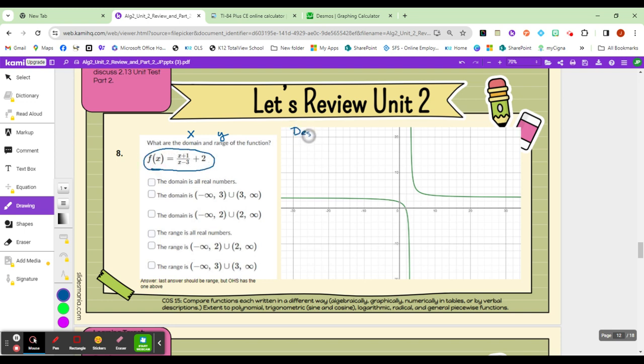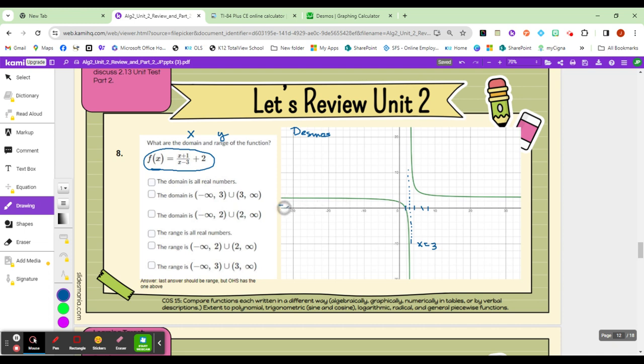This is a Desmos graph. You could also use your TI-84. The first thing that I'm going to point out is we do have a vertical asymptote. This looks like these are 2, let's see, 2, 4, 6, 8, 10. Looks like there's a vertical asymptote right here at 3, where x is 3. So I have a vertical asymptote at x equals 3. That's going to affect my domain. Okay, we'll just kind of start with that.